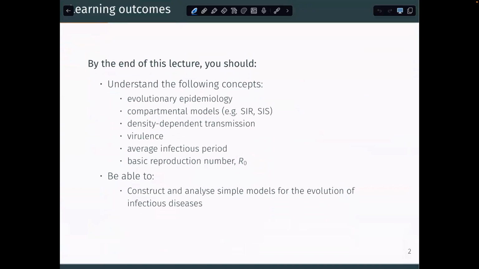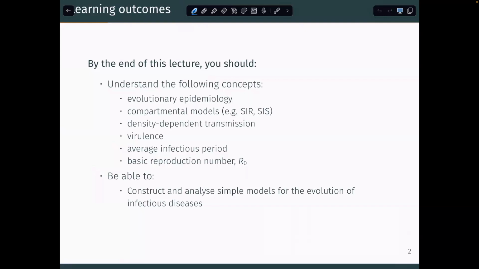For those who did Math 360, some of this will be familiar. If you've not done Math 360, then it'll be a little bit unfamiliar, but we'll just go over some of the basics. We're going to be talking about these foundational models of epidemiology, which are called compartmental models. You might have heard of something called an SIR model before, perhaps, especially in the context of something like COVID.